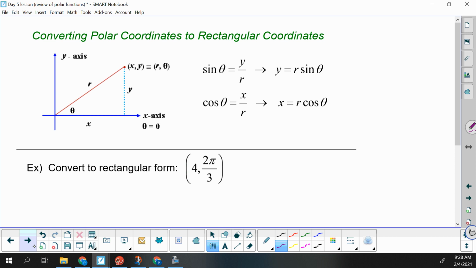Some other ones we know, if we do Pythagorean theorem, we'd have x squared plus y squared equals r squared. So that's another one that we have. And then the last one, if we want to represent theta, theta is equal to either tan inverse or arctan of y over x. Because you've got the opposite over the adjacent. If you do the inverse tan, that should give us the angle of theta.